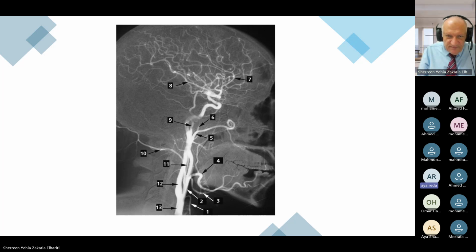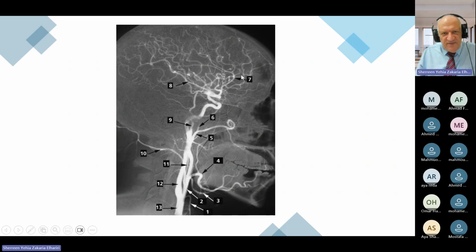Four is the facial artery. Okay. Five is the maxillary artery. And for example, six is a branch from it, so it is most probably the middle meningeal. Okay. So what is, for example, this is the internal carotid, and its branches come off it.